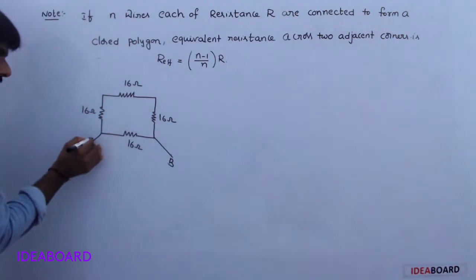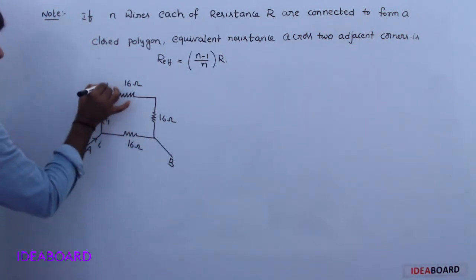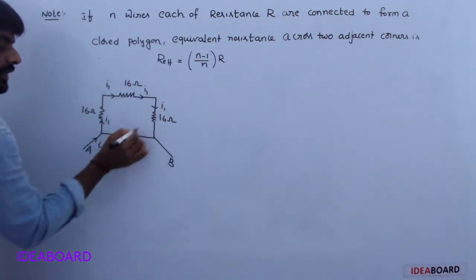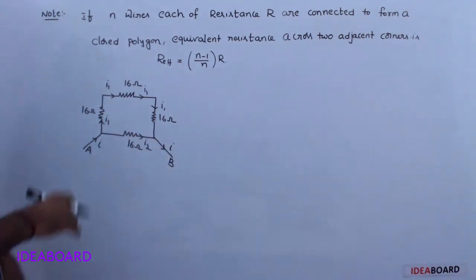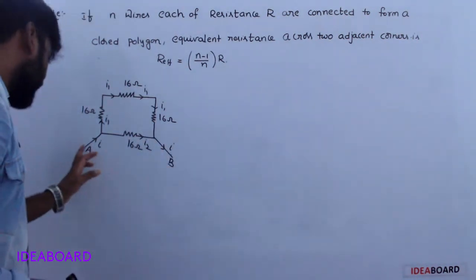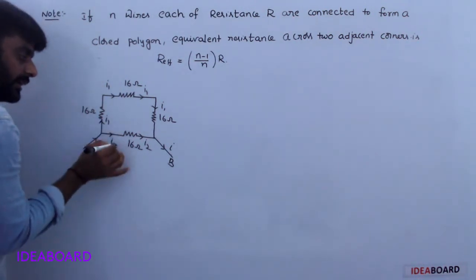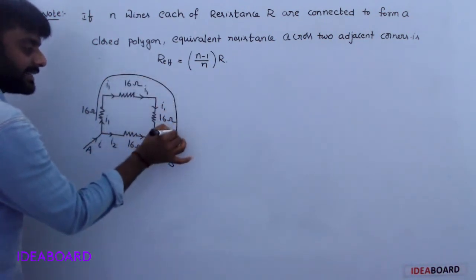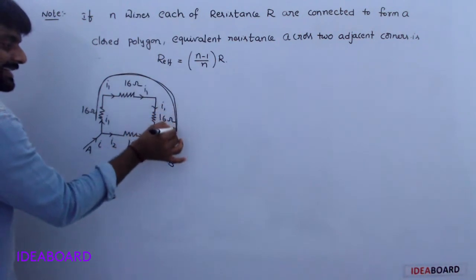See, current I. Through this one it is I1, and it is also I1 through this one. Through this other one, I2, again the current is I. For our convenience, current I is split into two parts, I1 and I2. The same current is passing through these three resistors. Understood?